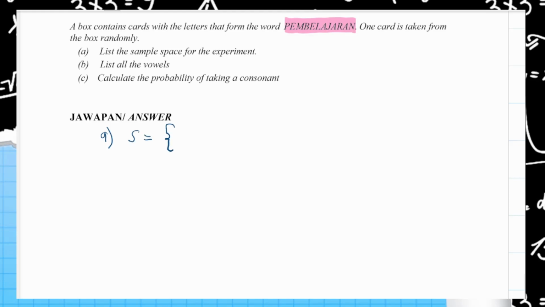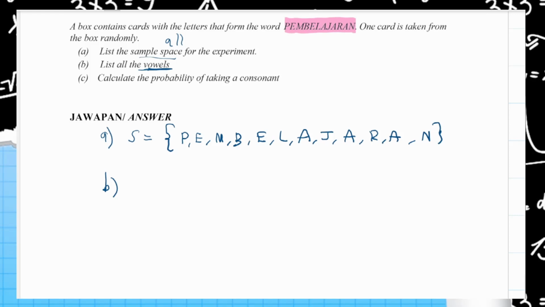So list down again the alphabet of the word. Okay, P, comma, E, M, B, E, L, A, J, A, R, A, N. Okay, you have to write all. Remember, the keyword for sample space is all. Then for question B, list all the vowels.